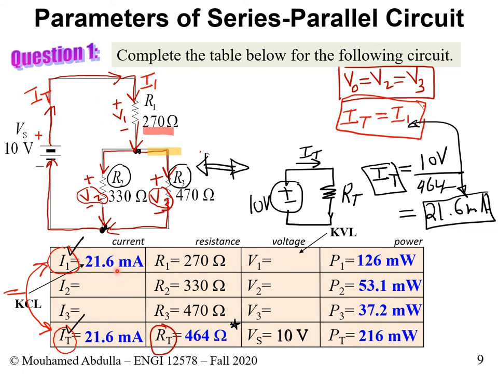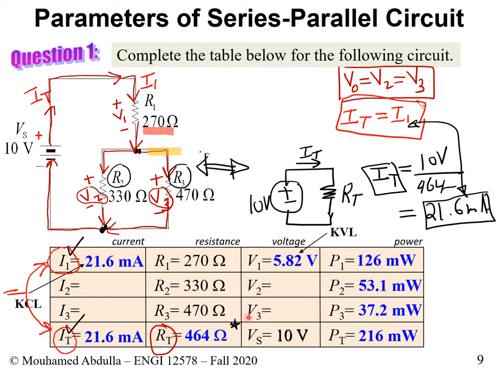It shouldn't be that hard because we have the resistance and we have the current. We just multiply them through, and that gives us our V1. So we could just do 21.6 times 270, and that gives us 5.83 volts. So V1 should be 5.83, or 5.82 because of rounding error, volts. So that's great. The other thing that we could determine is the voltage V2 and V3. First of all, we know that they will be equal. We just highlighted it here.